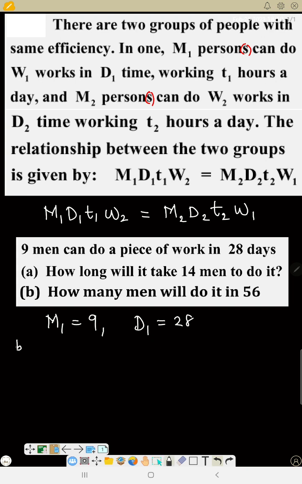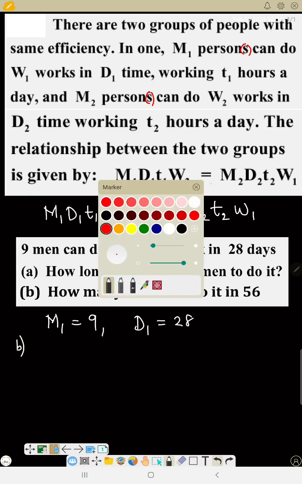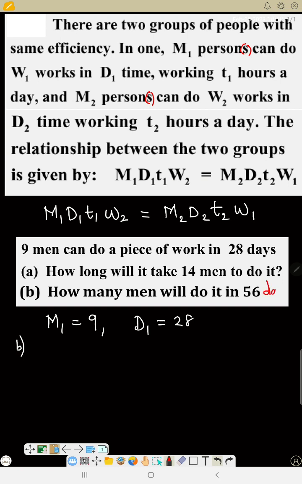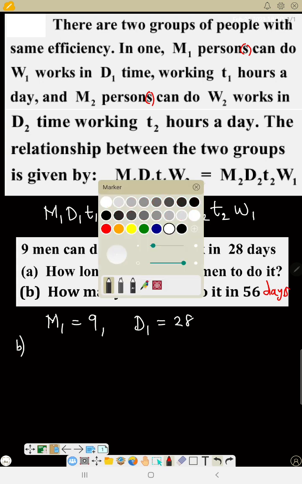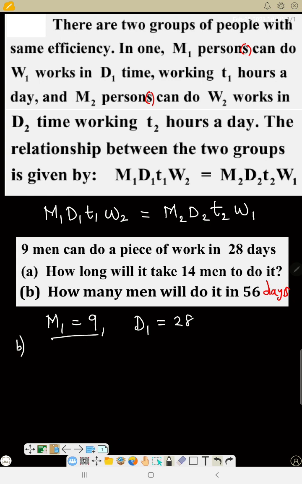Now for the B part, how many men will do it in 56 days? Is this the same question? So how many men will do it in 56 days? So using the same question, M1 is 9, D1 is 28. So M2 is unknown. Then D2 is 56.